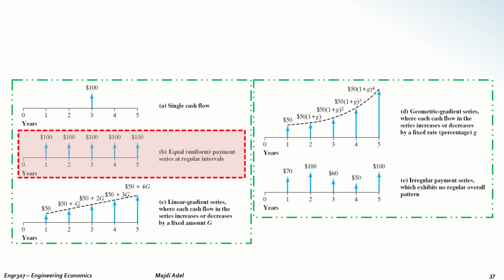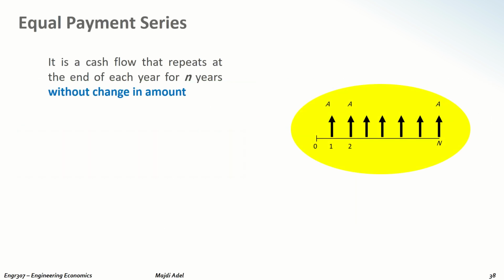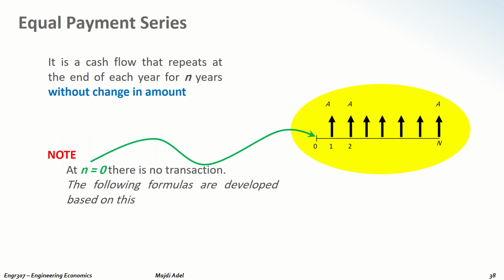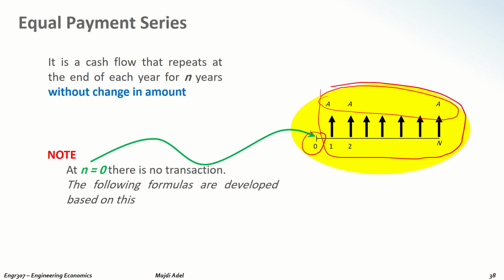The second type of cash flows is the uniform cash flow, or equal payment cash flow. This is the standard form of the equal payment cash flow. Note that all the transactions have the same amount, and most importantly, there is no transaction at n equals 0. The equations we are going to develop now apply for this part of the cash flow. It doesn't include any transaction at n equals 0. If there is any transaction at n equals 0, we have to treat it separately as a single payment cash flow.